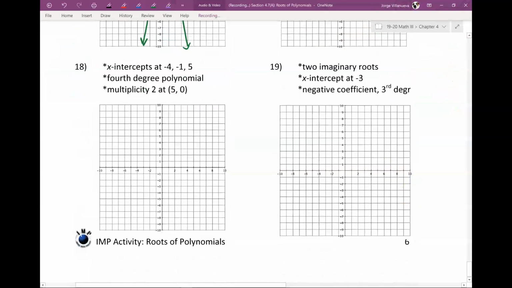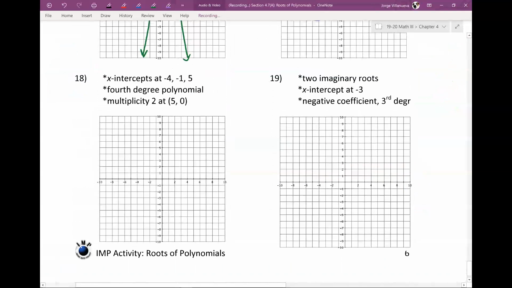So let's look at 18 and 19. And that's it, right? They tell us what our x-intercepts are. So, okay, great. -4. I'm going to put a dot right there. -1 and 5. So, okay, great. I don't have to solve for anything. They said it's a 4th degree polynomial. So that means it either both goes up or both goes down. We don't know yet. And they say the multiplicity is 2 at 5, 0. So at the point 5, 0, there's a multiplicity of 2. Let me see if I can figure out anything else about this.